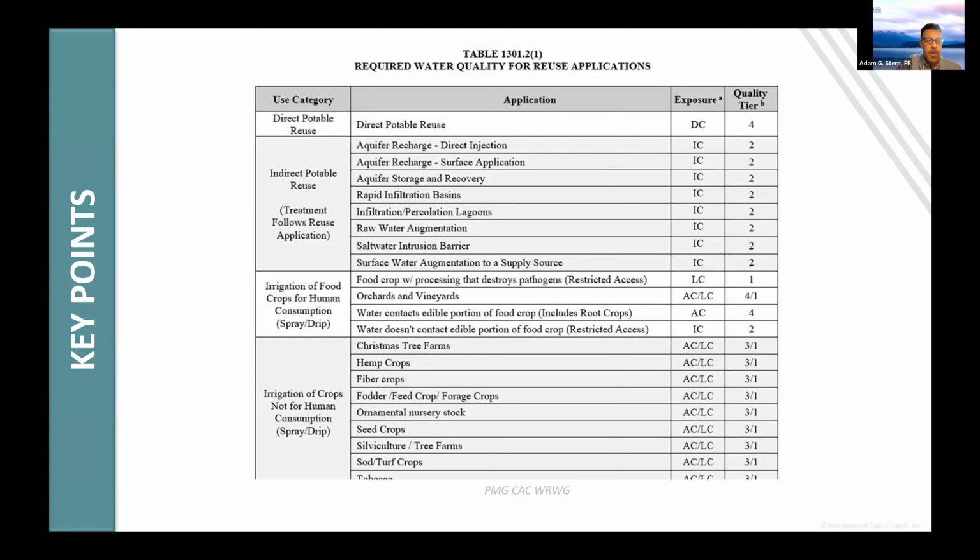And then finally, we've got quality tier 1, where there's limited contact and certainly no consumption intended. So this could be drip irrigation. This could be restricted access areas and so forth. I encourage you to check out the table and add anything if you can, but it's a pretty comprehensive list. And again, this is just an excerpt of it.